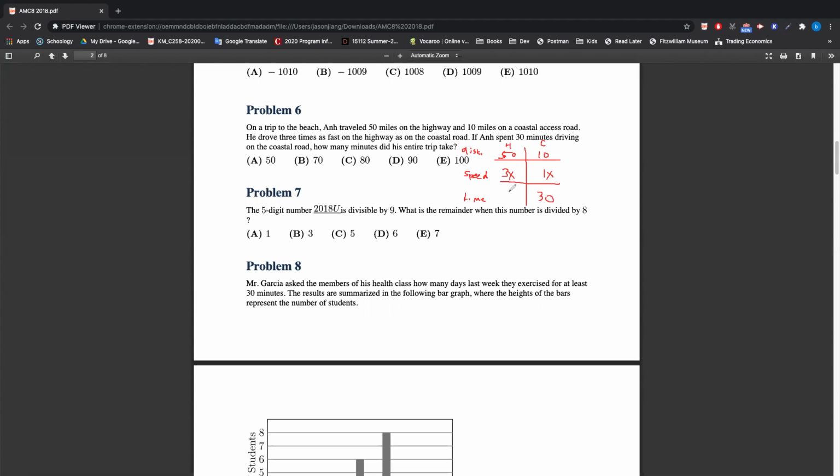And we need to know how much time he spent on the highway so we can find his total time, right? And so one thing we know is that distance is equal to the speed times the time. So if we look at the coast, he went 10 miles in 30 minutes, right? So what that means is that in an hour, he would have gone 20 miles. So that basically means that he was going at 20 miles per hour. And what that means is that on the highway, he must have been going at 60 miles an hour.